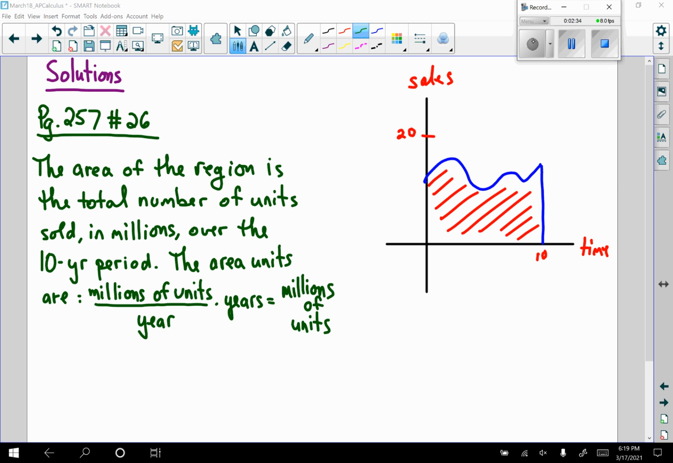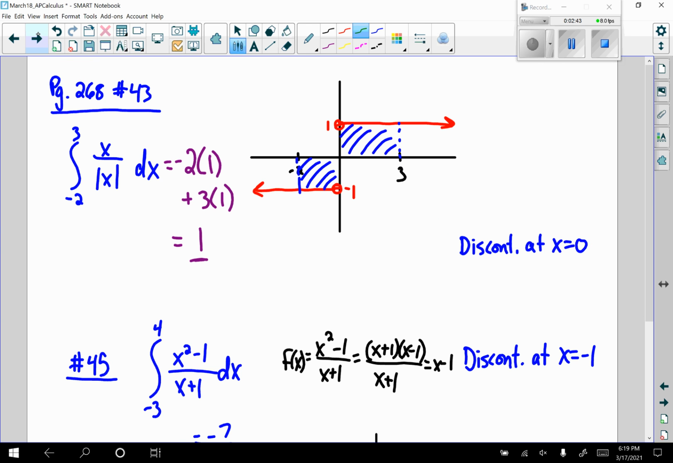All right, next we have page 268, 43, and 45. All right, we're asked two things for these two problems. We want to first find the points of discontinuity of the integrand. The integrand is the expression of what we're taking the integral of. And B, use area to evaluate the integral. So for 43, if we look at this expression, we know that denominator can't be 0. So it's discontinuous, I have this written over here, at x equals 0.